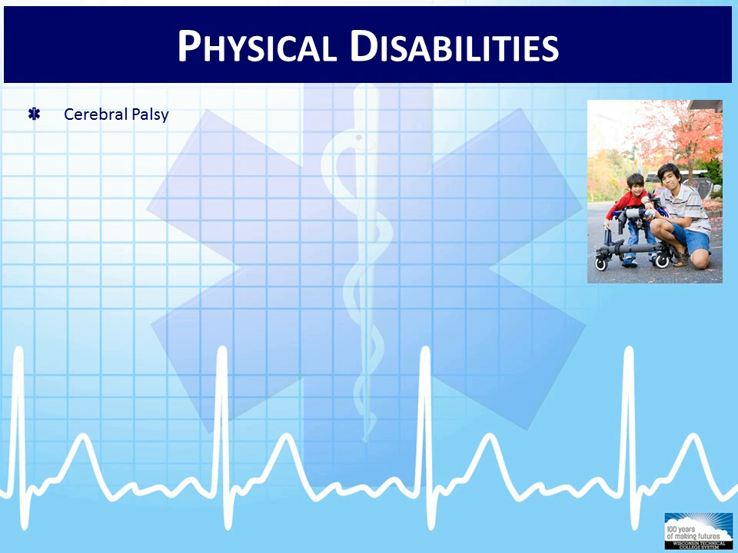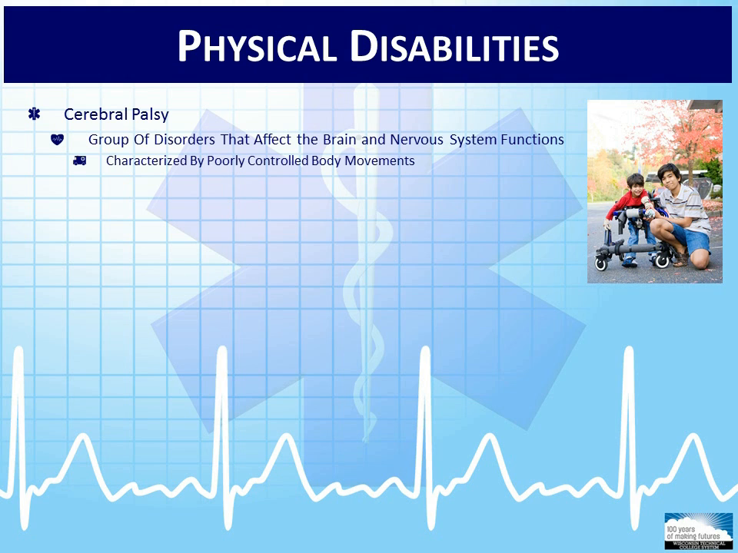Cerebral palsy is an umbrella term for a group of disorders that affect the functions of the brain and nervous system. It is characterized by poorly controlled body movements, such as spastic movements, and can result from brain defects during development in utero, brain injuries at birth or in childhood, or from infections such as meningitis in the neonate or infant. Patients with cerebral palsy have varying degrees of difficulty with movement, learning, hearing, seeing, and thinking.